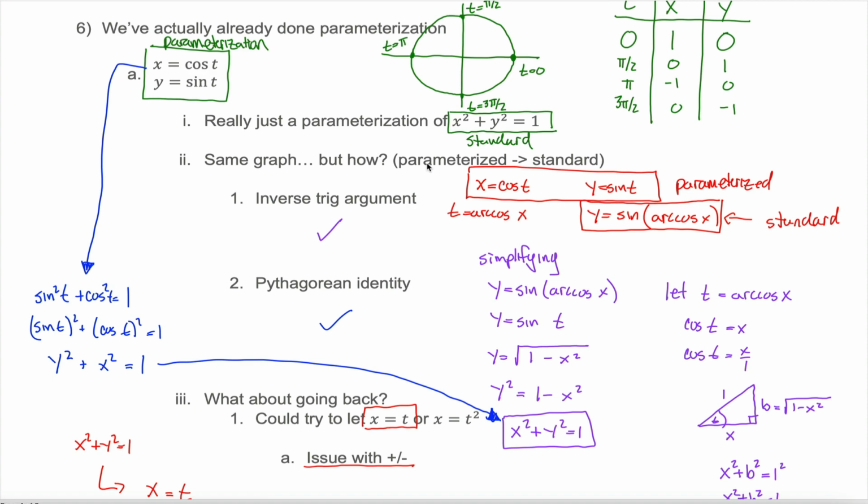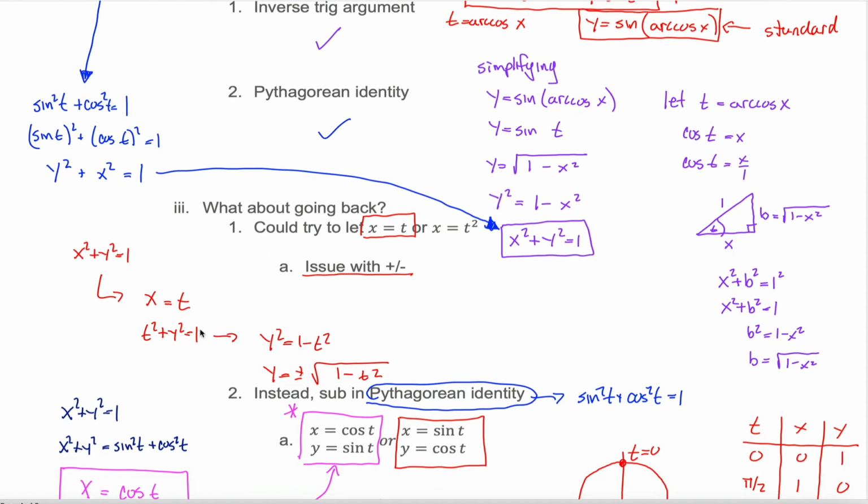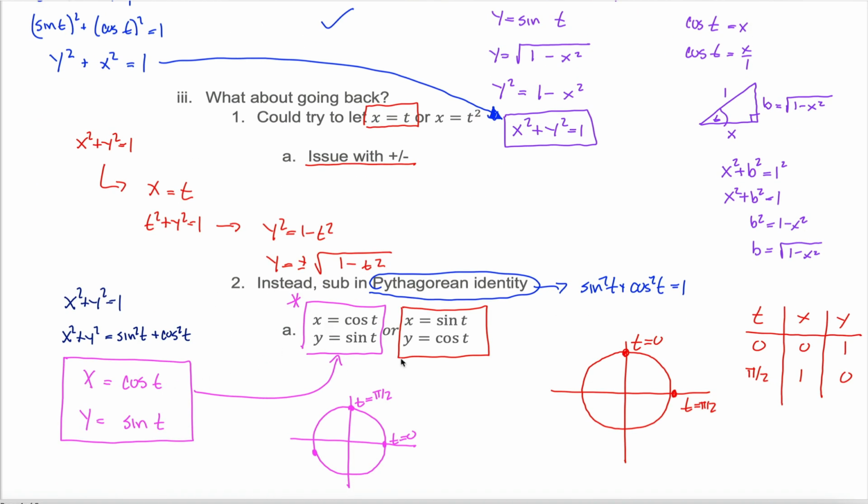And when you're going from parameterized to standard, there's a harder way to do it, this inverse trig argument that follows the methods of the previous video, and there's a clever way to do it where you take advantage of the Pythagorean identity. When you're traveling in the other direction from the standard form to the parameterized form, there's infinitely many parameterizations that you can come up with, but the one that will be easiest for you is to let x equal the cosine and y be equal to the sine of t.